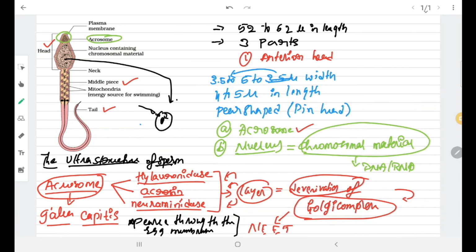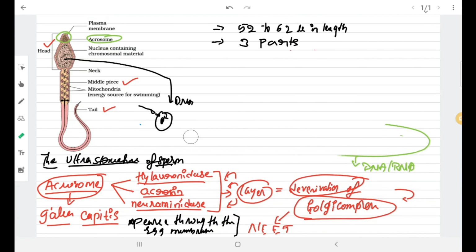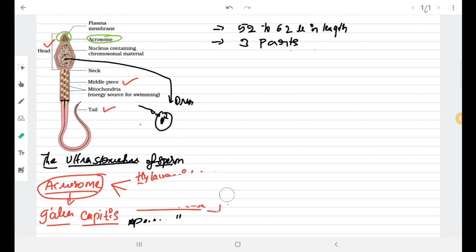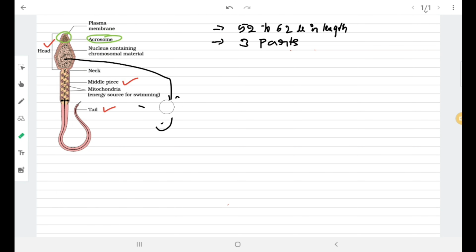So this is what the head is, and now we will move to the second part, that is the middle piece. Before the middle piece there is an extra layer, which is known as the neck. You can see it in the diagram, where you can easily identify it. So what is the neck comprised of?